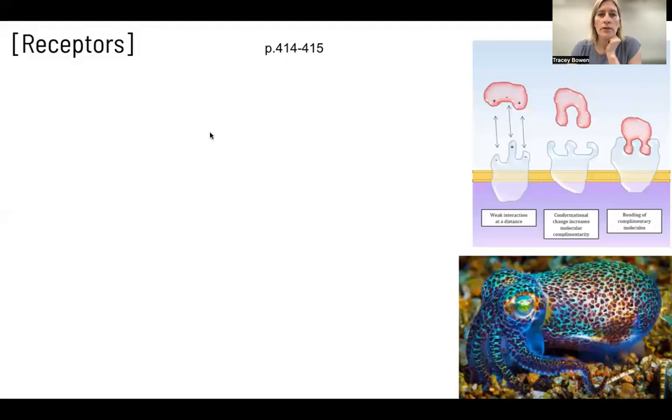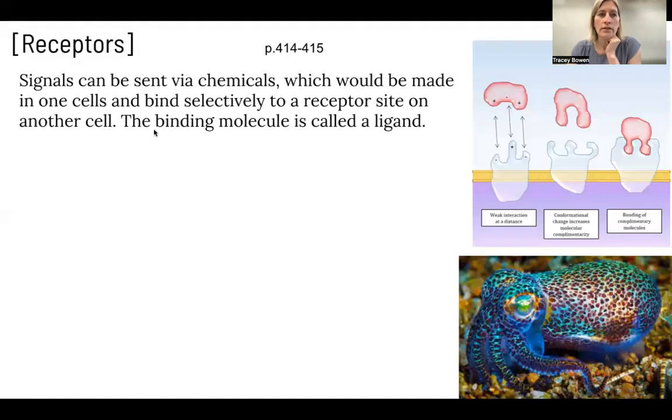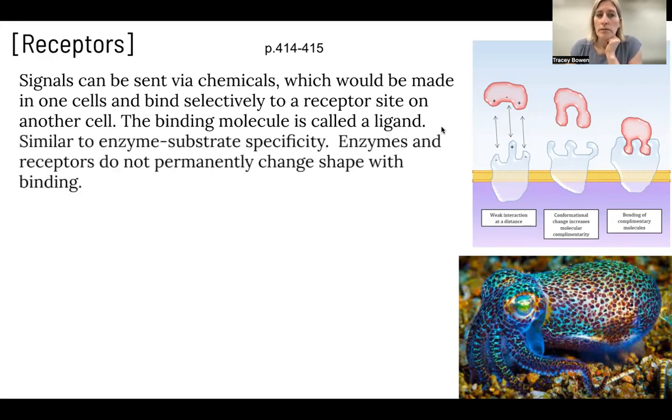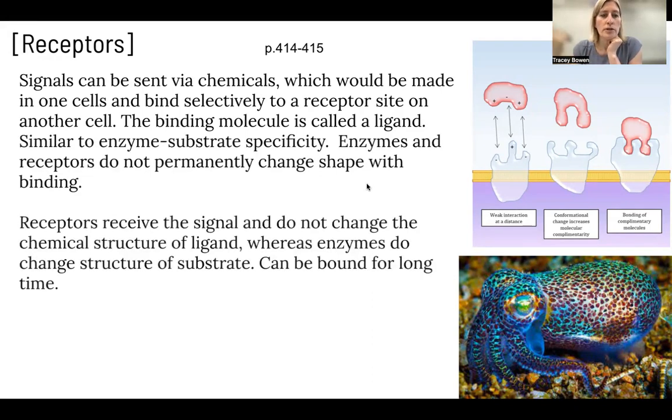So there are receptors on cells, and signals can be sent via chemicals, which would be made in one cell and then bind selectively to a receptor site on another cell. And that binding molecule is going to be called a ligand. So it's similar to enzyme substrate specificity. Enzymes and receptors do not permanently change shape with the binding, and it's going to be specific. Receptors receive the signals, they don't change the chemical structure of the ligand, whereas enzymes do change the chemical structure of their substrate. But a ligand can be bound for a long time.